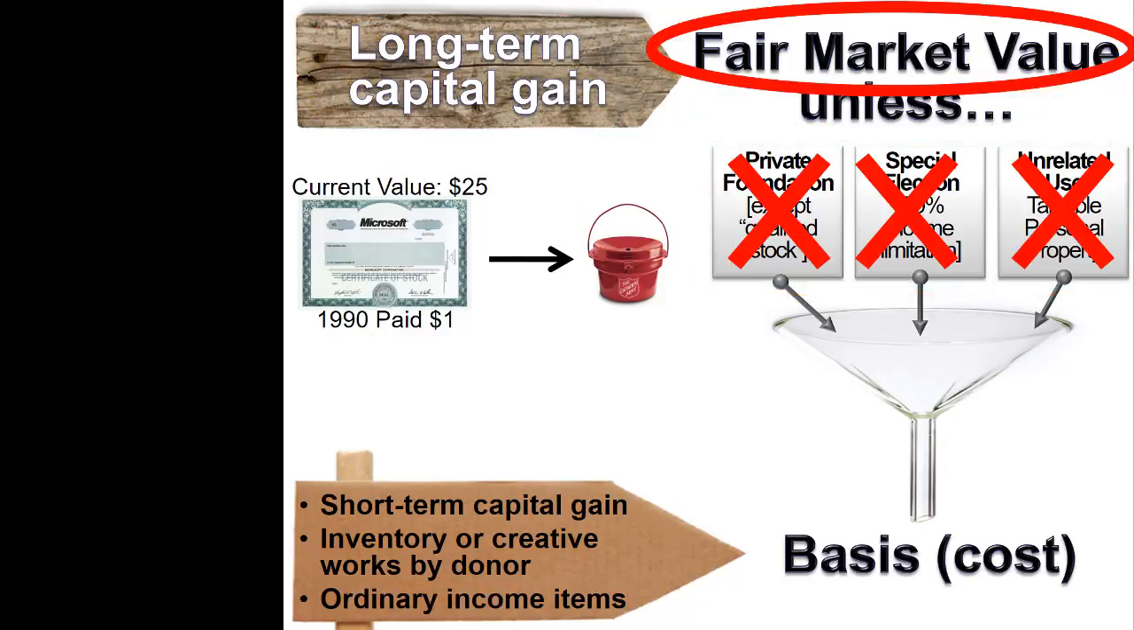In this case, none of the three exceptions apply. The donor is not giving the property to a private foundation, but instead is giving it to a public charity. The donor has not made a special election to reduce the valuation, so that exception does not apply. And finally, this is intangible personal property, therefore the third exception, which relates to tangible personal property, does not apply. Because none of the three exceptions apply, the donor can deduct this gift at its fair market value of $25.